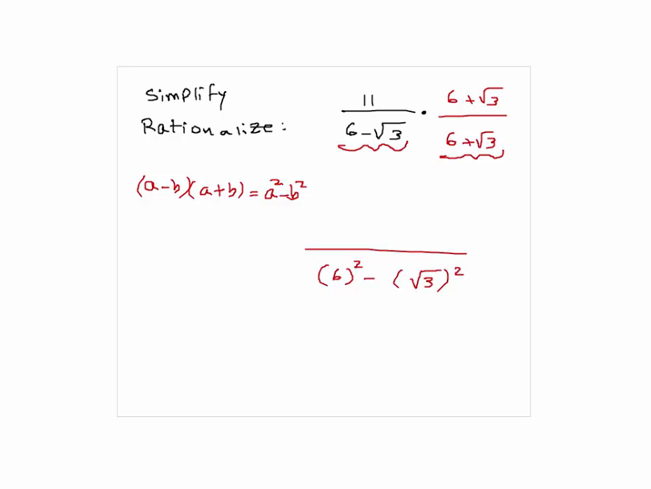And these squares would cause us to not have any radical at the bottom of the fraction. So that would be 36, and this would be minus 3. So we would get 33 at the bottom of the fraction. Now the top of the fraction, we would have some radicals, which is okay. But before I multiply this, I can reduce them. 11 turns to 1, 33 turns to 3. So here we get 6 plus radical 3 over 3.